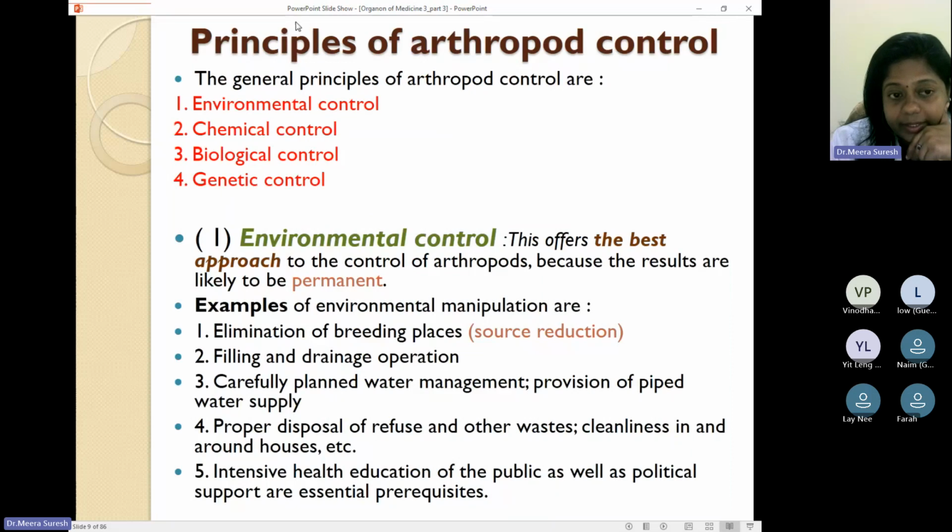The main control ways are environmental, chemical, biological, and genetic. Environmental is mainly by destroying the habitat, that is, space reduction. Chemical is by using chemicals or disinfectants. Biological is usually by using certain fishes. And genetic control is by altering their genetic components so that they become sterile.